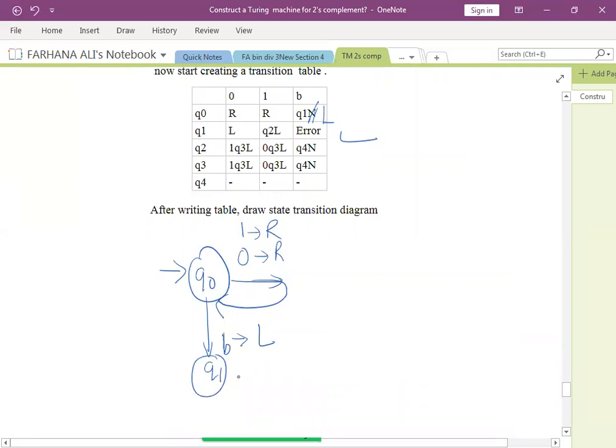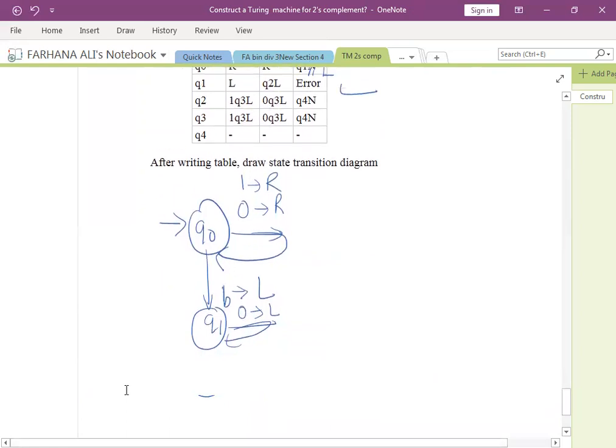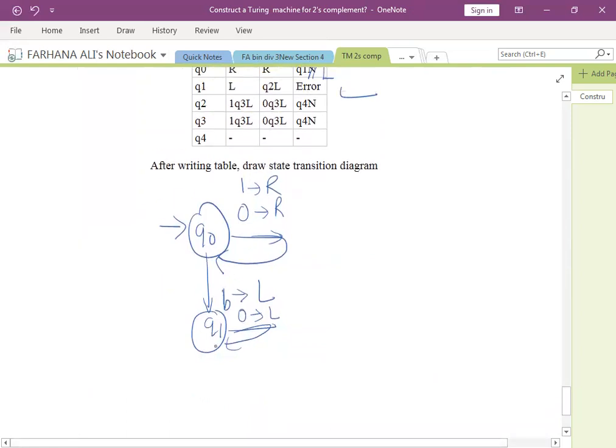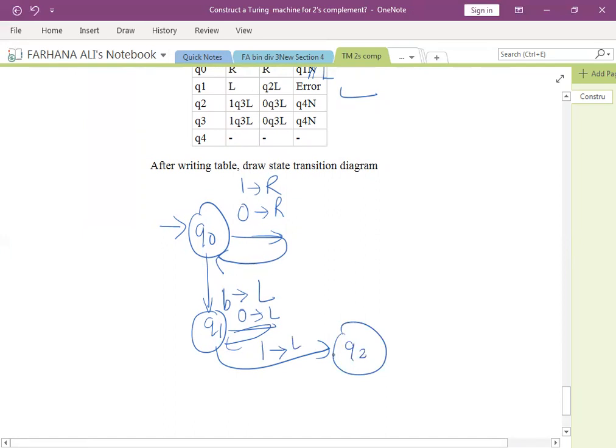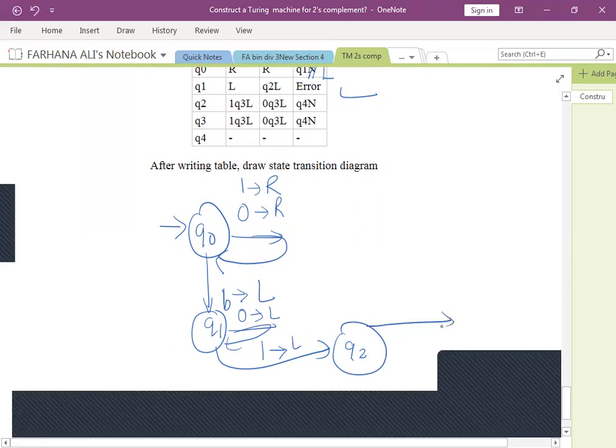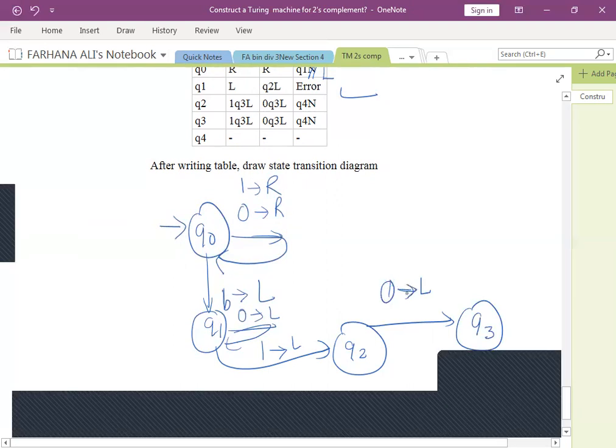Now Q1 on 0, it is going to itself with the left movement. Now Q1 with 1, it is going to Q2 with the left movement. Okay, and with blank it is generating an error, so we are not going to draw that in our state transition diagram. Now Q2 with 1, it is going to Q3 with the left movement. Okay, so when the input was 0, it was converted.